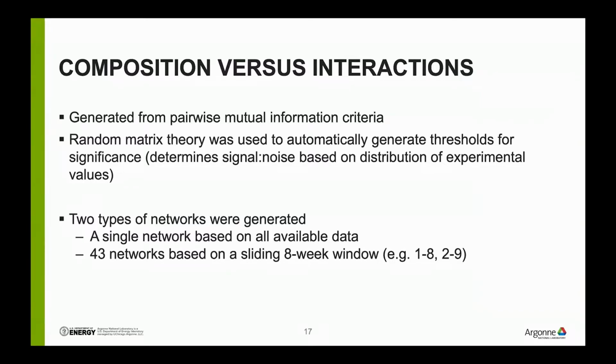And so I went ahead and looked at the interactions that were present in these soil microbial communities. So I focused in on the sediments here. And I generated 2 types of networks. I generated a single network that explained all of the data. And then I also looked at 43 networks that were based on a sliding scale, like week 1 through week 8, week 2 through week 9, etc. And then compared what happens as we look through it.